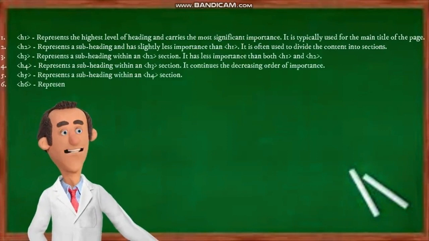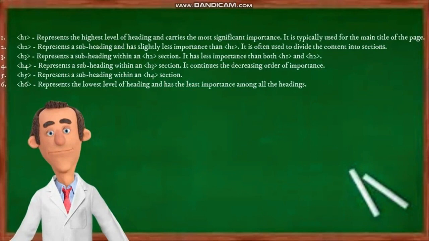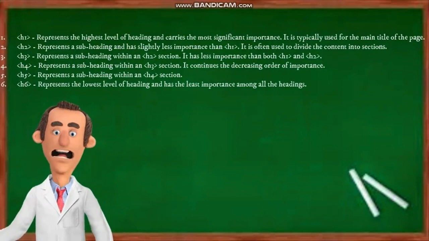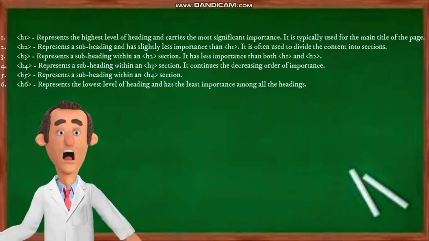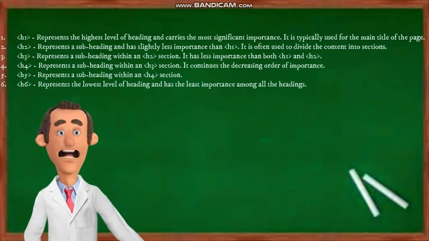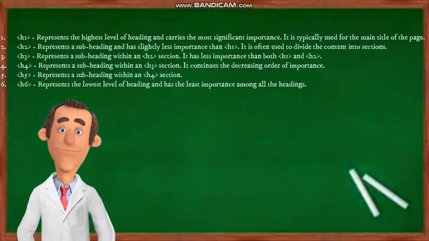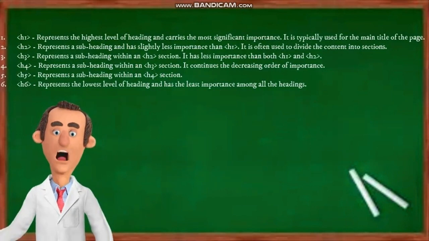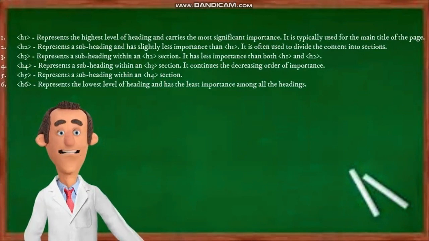H1 represents the highest level of heading and carries the most significant importance. It is typically used for the main title of the page. H2 represents a subheading and has slightly less importance than H1. It is often used to divide the content into sections. H3 represents a subheading within an H2 section. It has less importance than both H1 and H2.